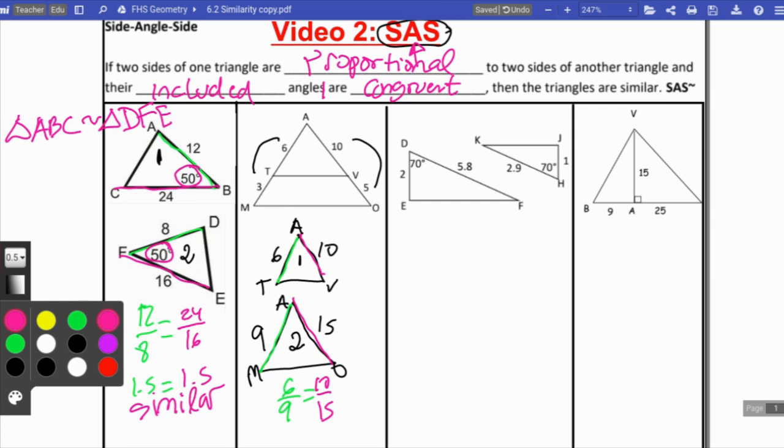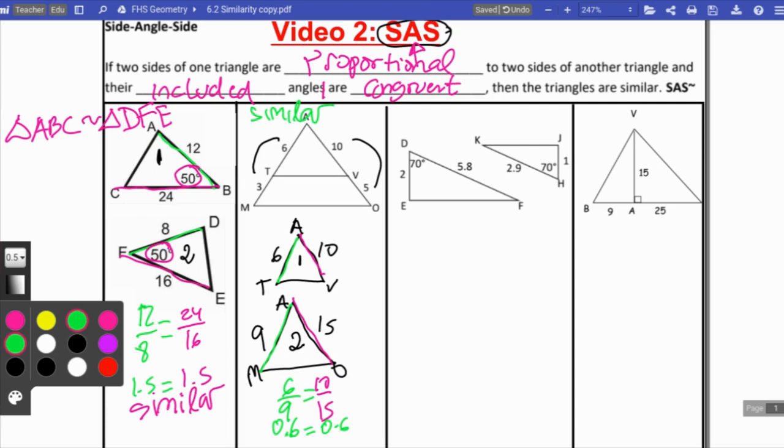So I'm doing 6 divided by 9 equals 0.6. Then 10 divided by 15 equals 0.6. So they are similar. Great. Done deal. These are similar. And, oh, wait, I'm not done yet. They are similar. But what about the angle? Because you got to have 2 sides are similar, which I have 2 sides.